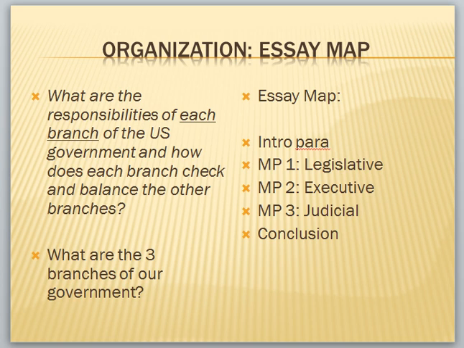Remember, I'm writing an essay. What are the responsibilities of each branch of the U.S. government? How does each branch check and balance the other branches? Now, when I go to write out my essay map, here's what it looks like. Intro paragraph, main point 1, which is also otherwise known as body paragraph 1, that will be the legislative branch. Main point 2, or body para 2, executive branch. Main point 3, or body para 3, judicial branch, and then a conclusion.